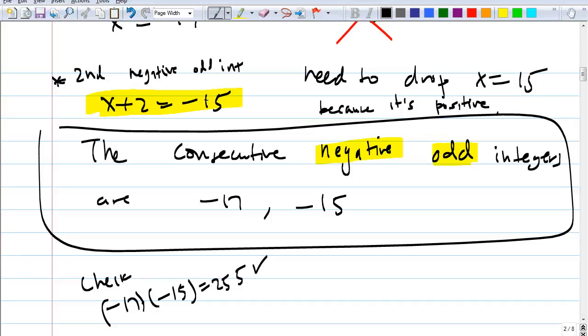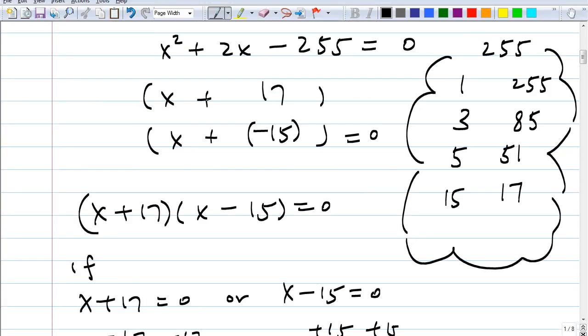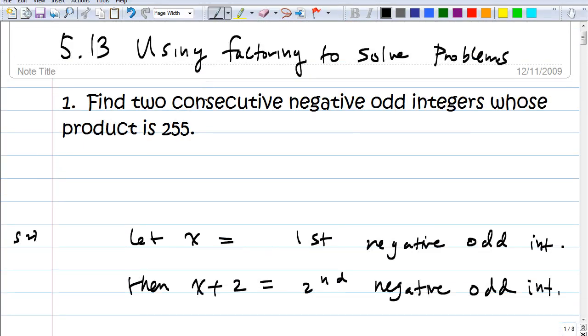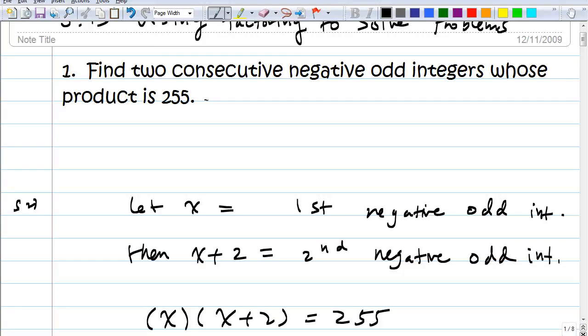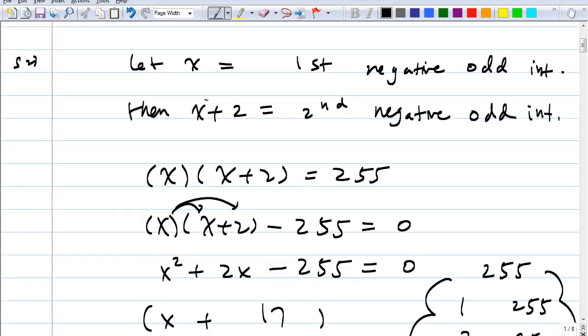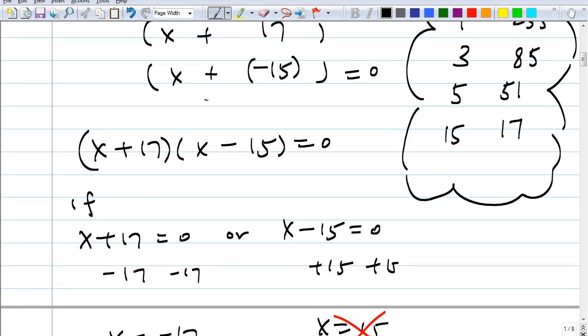Yeah. What's the answer? I'm confused. So read what it says at the end of the sentence. Here. What do they want? Find two consecutive negative odd integers whose product is 255. And have we found those two integers? Yes. What are they? Negative 17, negative 15. And so what's the answer? Negative 17. Here you go.